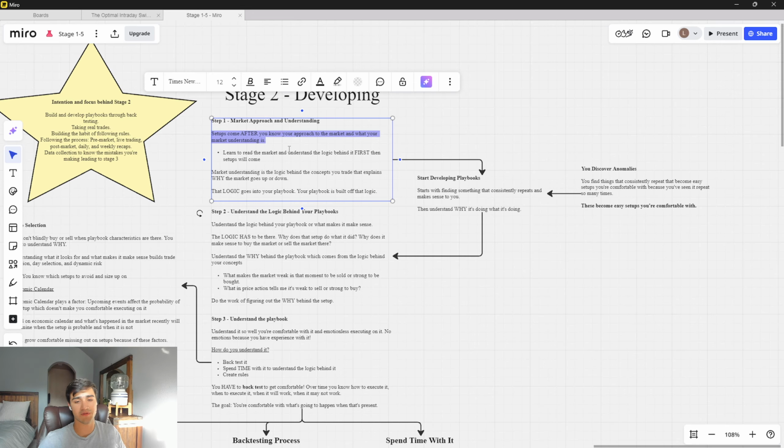What are the concepts that you trade? What is your read on the market? Literally, how do you read the market? What makes it make sense for you for the market to go higher or for the market to go lower? So market understanding is simply the logic behind the concepts that you trade that explains why the market goes up or down. And that logic is what's going to go into your playbook. Your playbook is built off of that logic.